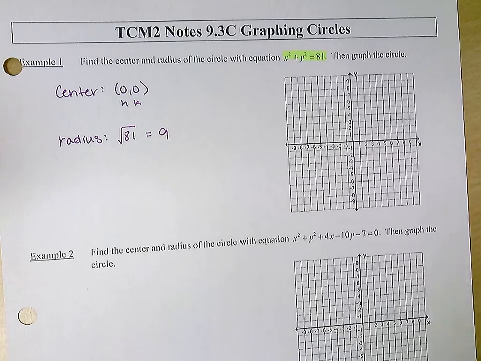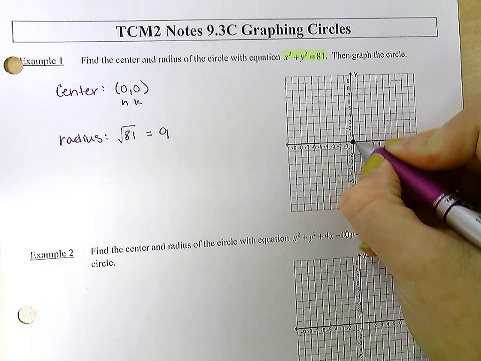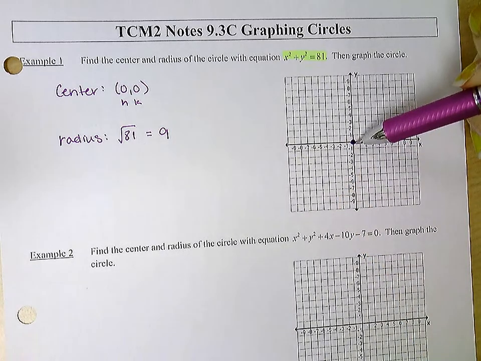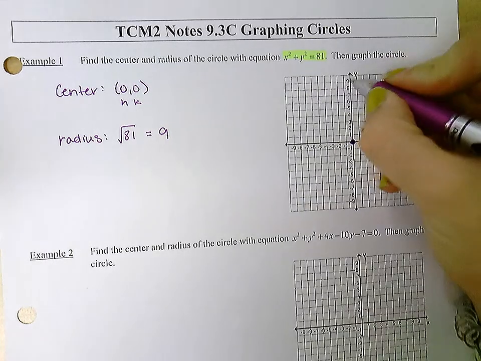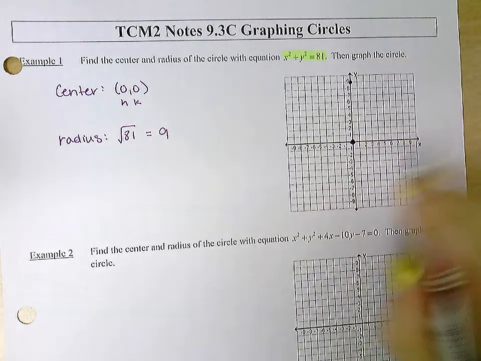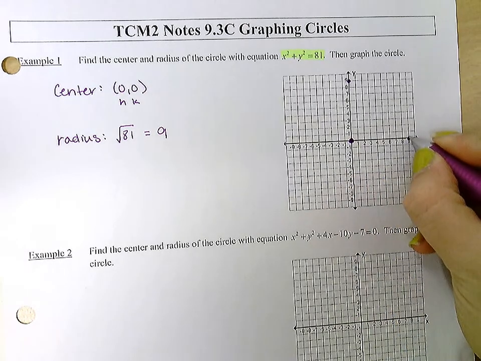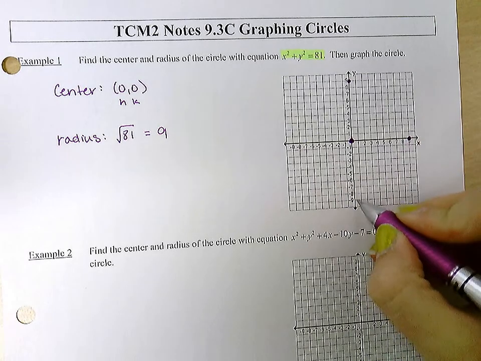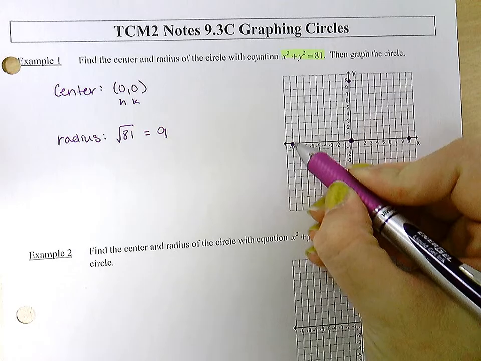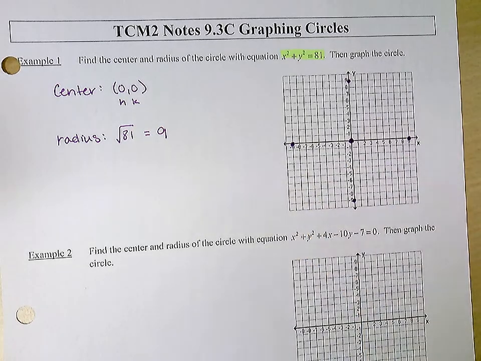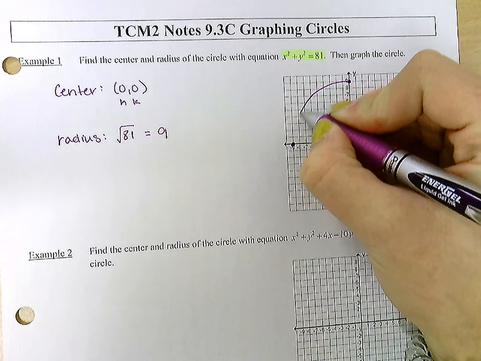Okay, so from here we just have to plot our center point, which is 0, 0. And then from that center point, you're going to count up 9 units, plot a point. You're going to count 9 units to the right, plot that point. 9 units down, and 9 units to the left. Okay, so then we just have to connect those outer points.